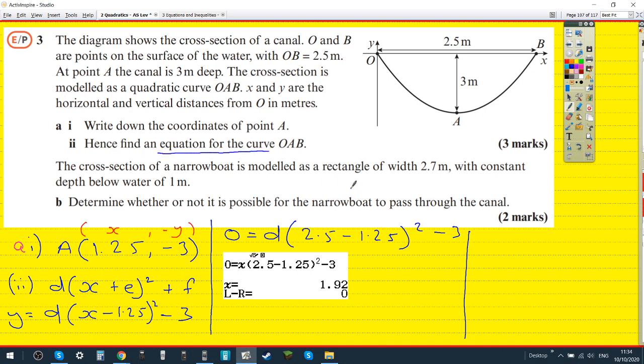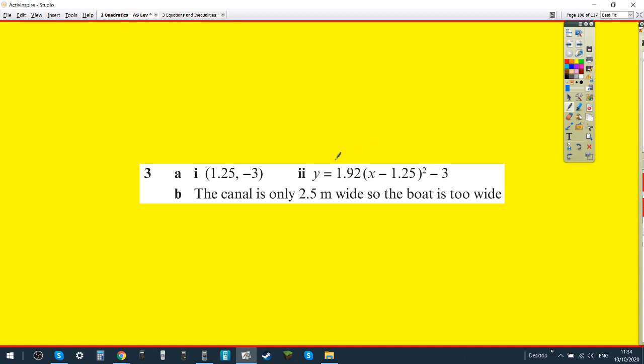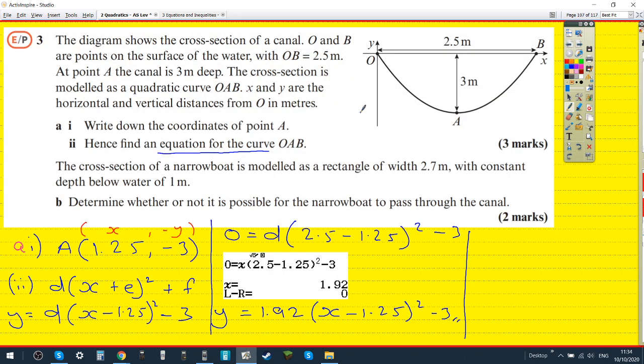Equation for the curve. Oh, so it'd be 1.92. We should put 0 first. Y equals. 0 equals. Y equals, yeah. 1.92 open brackets x minus 1.25, close brackets squared minus 3. That's it. Y equals 1.92 times x minus 1.25 squared, minus 3. Yeah.